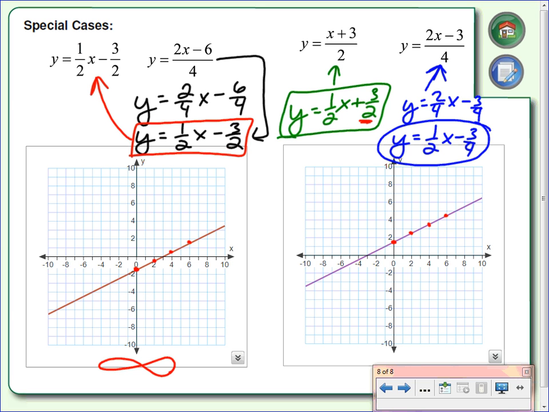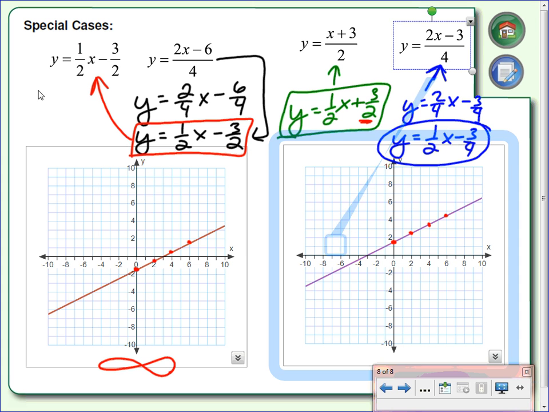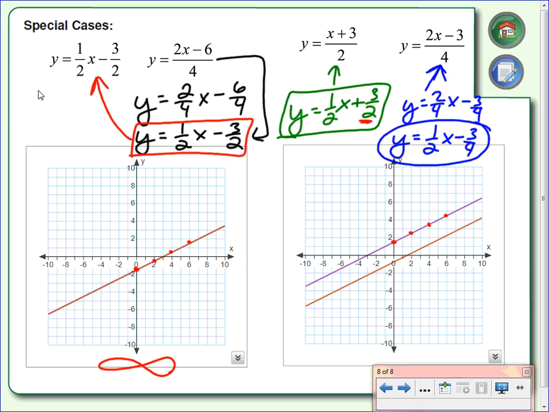So let's see what happens here this time. All right, there's my new graph. Notice on this graph I started at -3/4. That's right here. Notice that I went up 1 and then over 2. Up 1, over 2. That's what this part is right here.